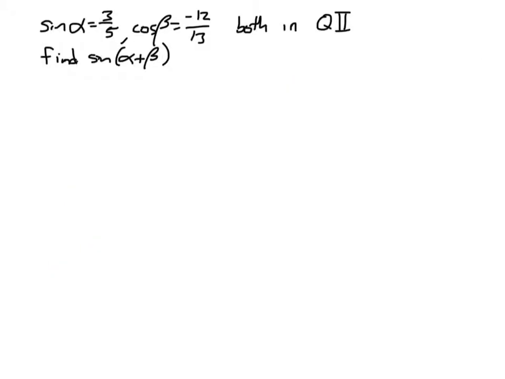Okay, for this example, we're given that the sine of alpha is 3 over 5 and the cosine of beta is negative 12 over 13. We also know that they're both in quadrant 2, which is very important, and we want to find the sine of alpha plus beta. So, my first step is to sketch the two triangles.